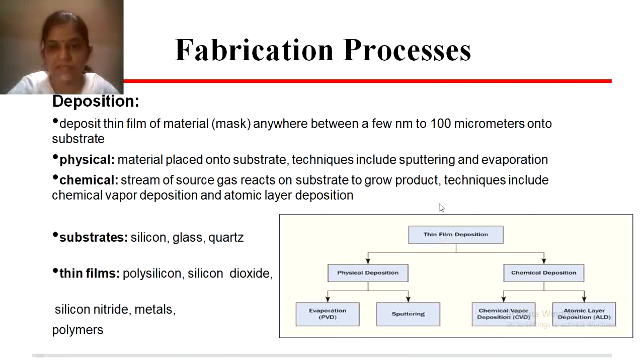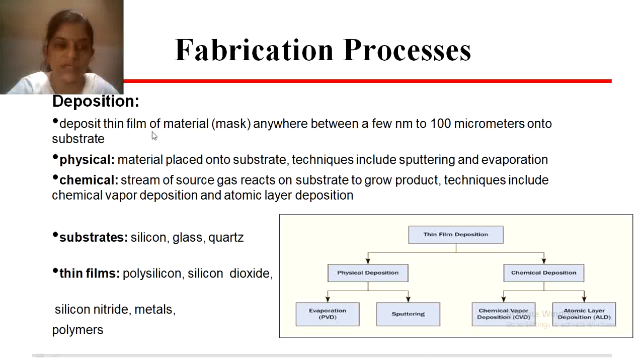Then next comes the fabrication process. In this session we are not going into the details of the fabrication process, but we have to take an overview of it. There are two types of depositions for the fabrication process: physical deposition or chemical deposition. Again, in physical deposition there are two types: evaporation and sputtering. And in chemical deposition: chemical vapor deposition and atomic layer deposition.